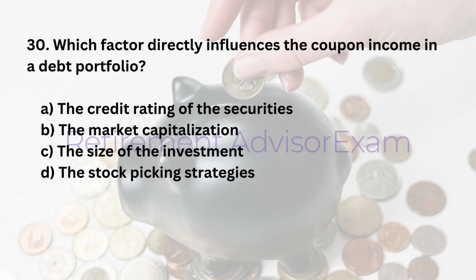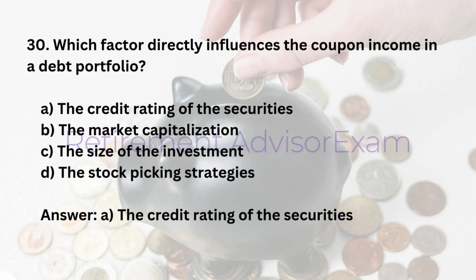30. Which factor directly influences the coupon income in a debt portfolio? A. The credit rating of the securities. B. The market capitalization. C. The size of the investment. D. The stock picking strategies. Answer: A. The credit rating of the securities.